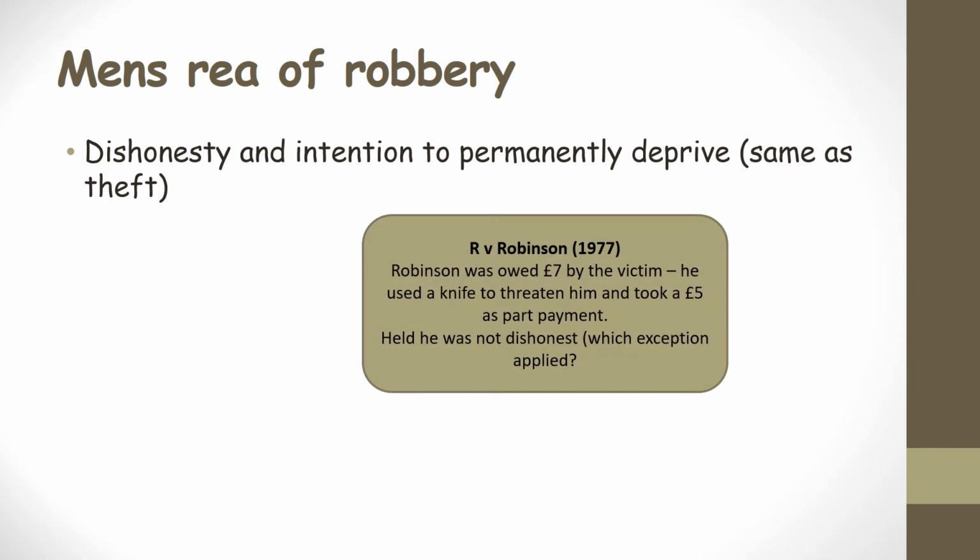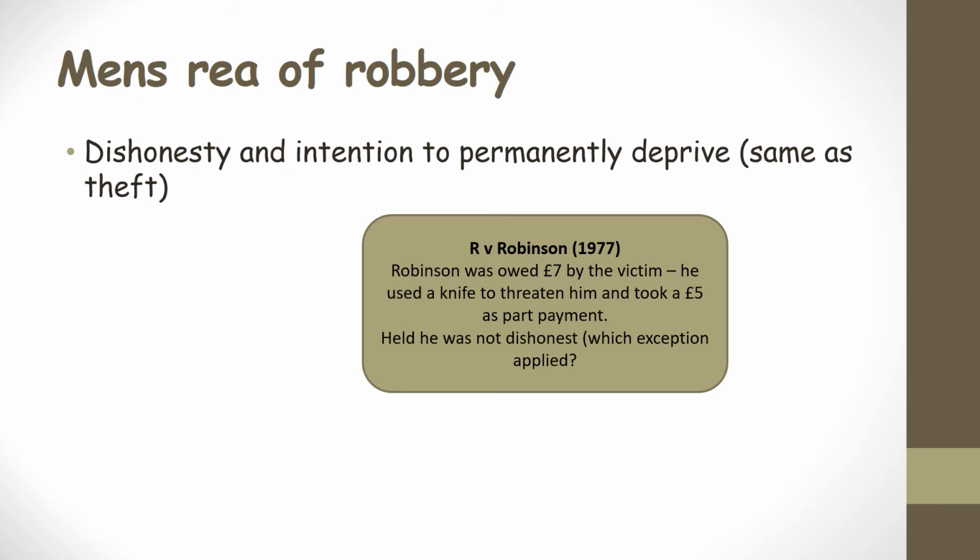And in relation to the point of dishonesty, the exceptions under Section 2 also apply. So a defendant could argue their way out of a robbery conviction based on them not being dishonest. Have a look at this case, a really good illustration. Robinson from 1977. Robinson was owed £7 by the victim, which would obviously be worth a lot more in the 70s than now. He used a knife to threaten the victim and took £5 as part payment. He argued he wasn't dishonest. I wonder whether you can remember which exception applied. Make sure you pause and have a look at that, please.